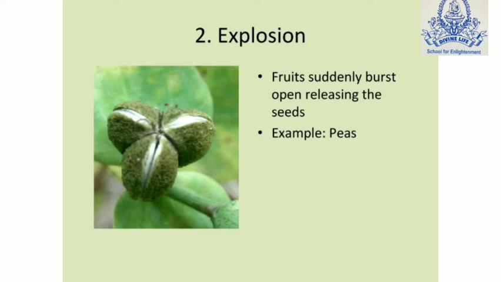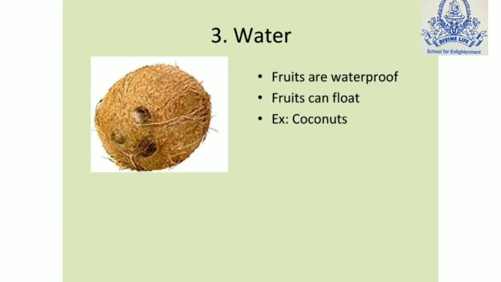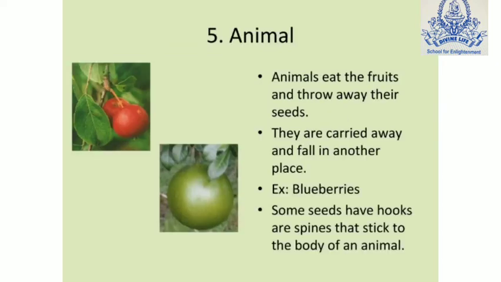Now children, you know some seeds are dispersed by water, for example, coconut and lotus. The coconut has a fibrous outer coat, hence it is easily carried away by water. Now children, you know when you eat certain fruits and throw away their seeds, they also become new plants. Some seeds have hooks or spines that stick to the body of an animal. They are carried away and fall in another place where their seed grows roots. So this was all about seed dispersal and agents of seed dispersal.